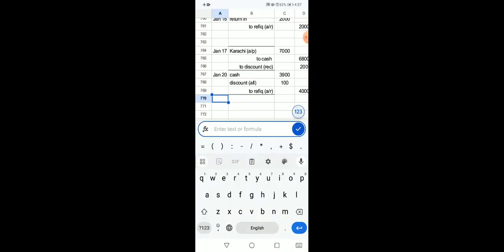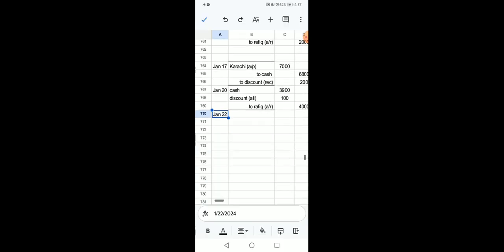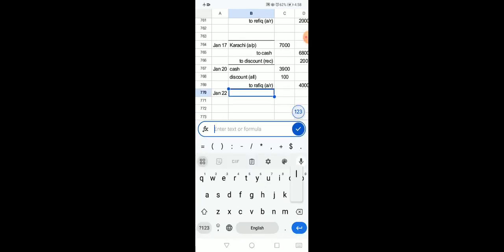Now we will see what the next entry number is. After 20 we have 22, so put January 22 over here. Let's see what January 22 is saying. Goods lost by fire. Here you can see goods are being lost by fire. When goods are lost, it is an unfavorable situation for you. It's an expense. When something is lost, the expense should be mentioned on the debit side, so you will mention lost by fire on the debit side.